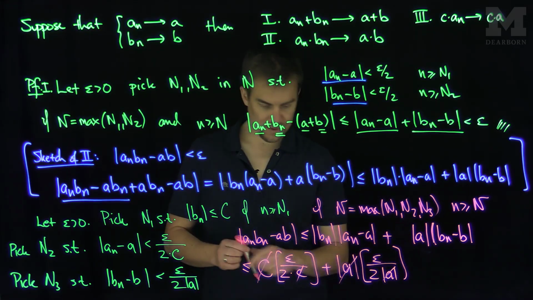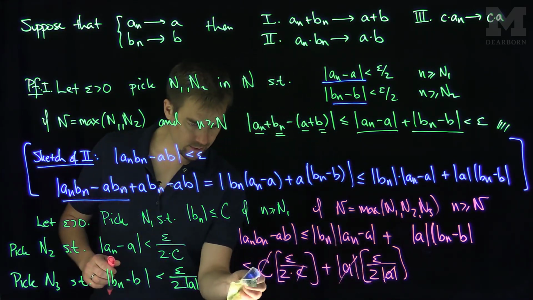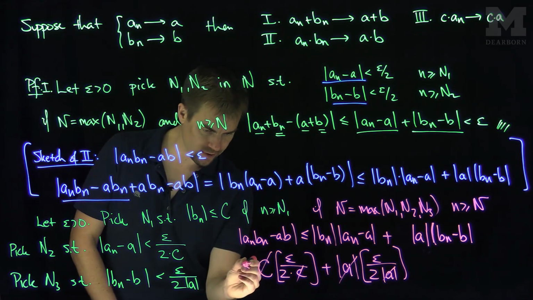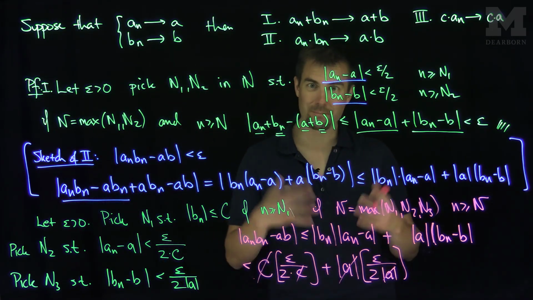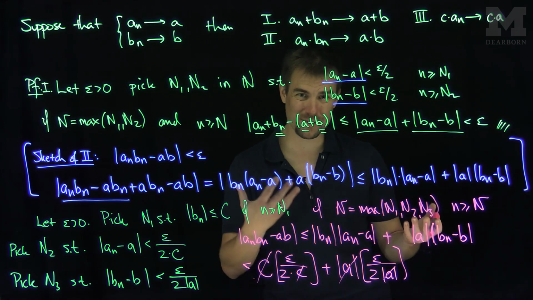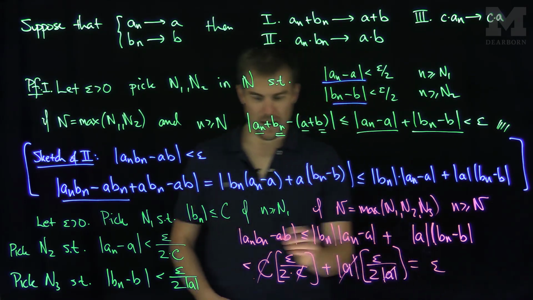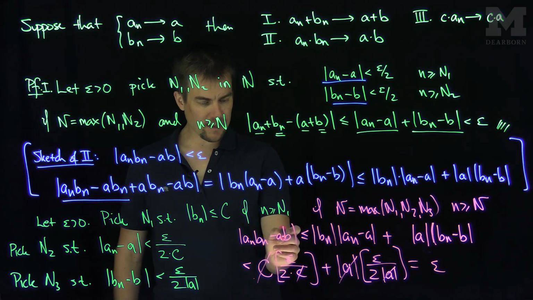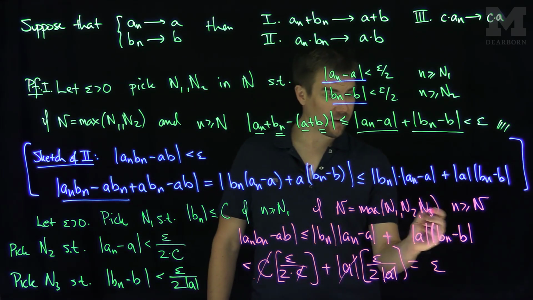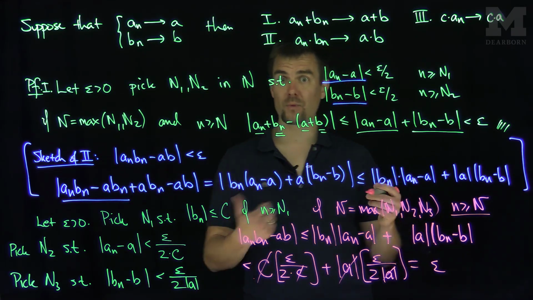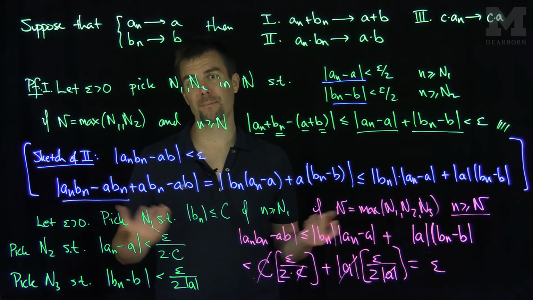That'll be less than 1. Of course, this is going to be strictly less than by our assumptions. It's a force of habit that I'm always writing less than or equal to, because in most analysis, you care about less than or equal to, but that's just strictly less than. And then we have over here just equals epsilon. So an Bn minus ab is less than epsilon provided that n is bigger than the maximum of n1, n2, and n3, and that's our proof.